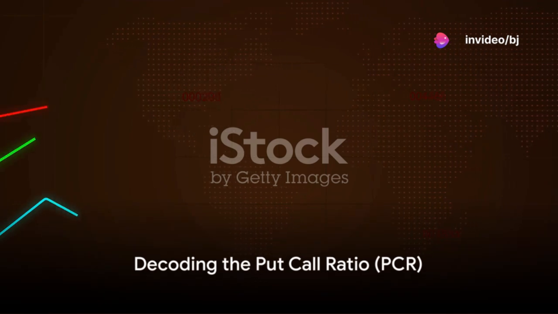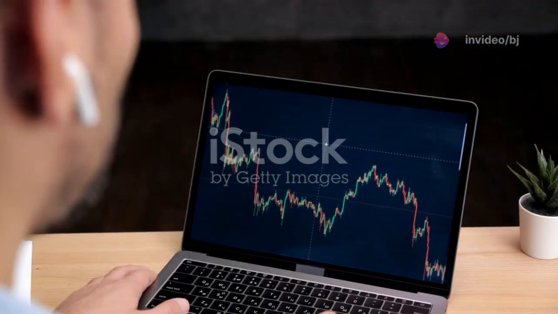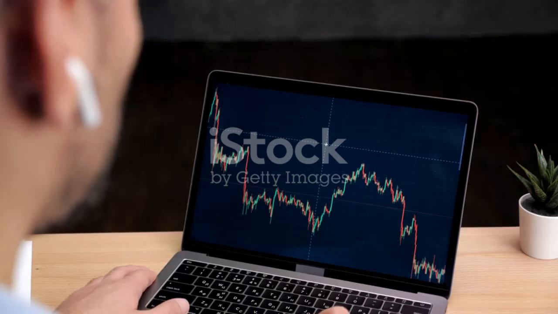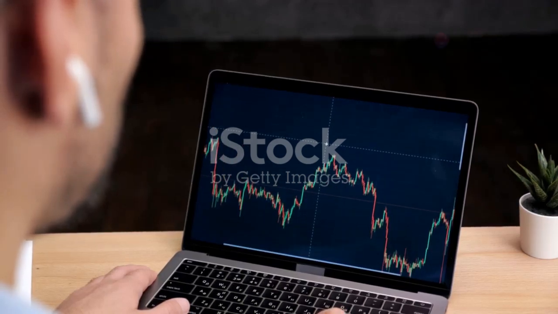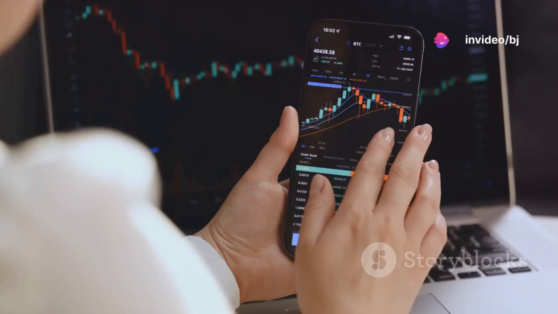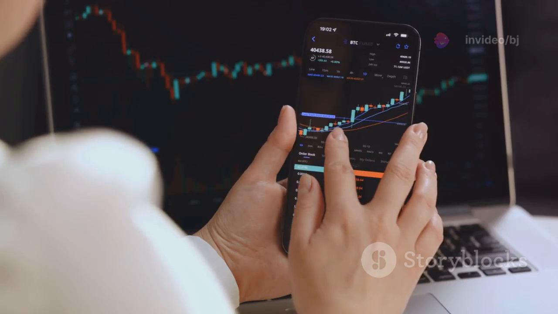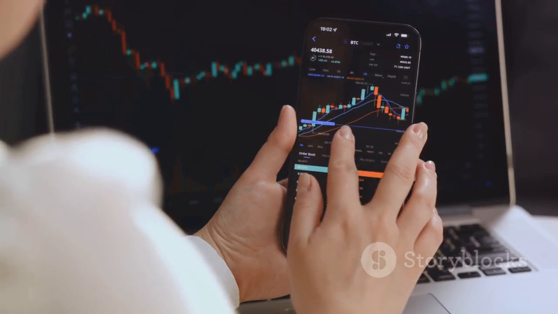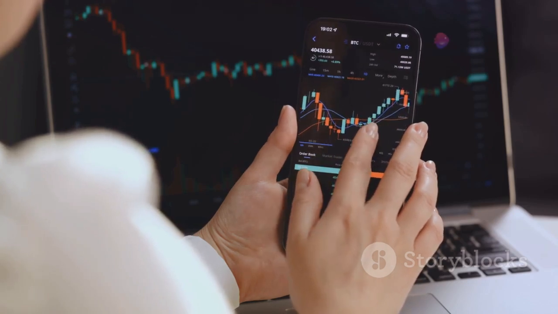Now, let's shift our focus to a critical metric, the put-call ratio. The put-call ratio, often abbreviated as PCR, is a popular tool used in options trading to gauge the overall sentiment of the market. But what exactly is it? Simply put, PCR is the ratio of the total number of put options traded to the number of call options traded over a given period. This ratio can provide a snapshot of investor sentiment towards a particular stock or the market as a whole.